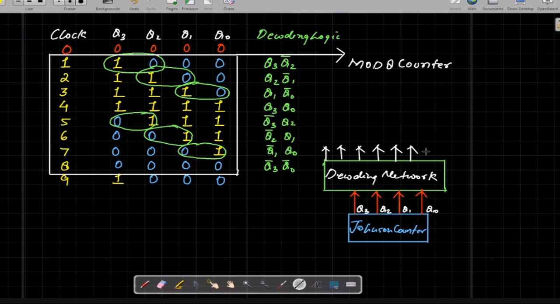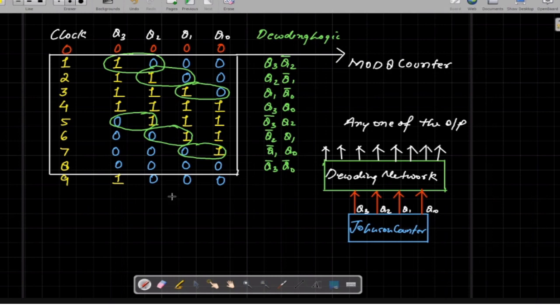Four, 5, 6, 7 and 8. Okay, so any output you can read from any one of the outputs, which we actually designed using this decoding logic.